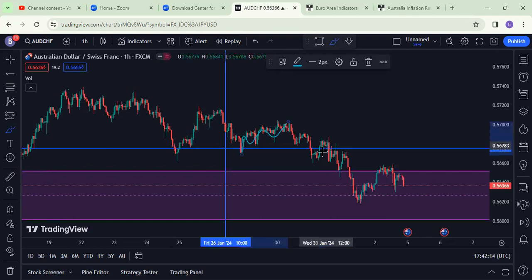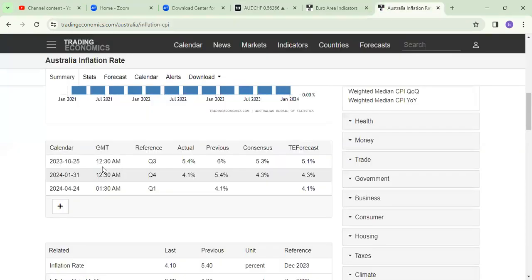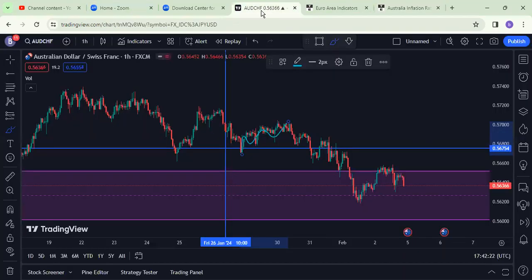Now, here's the thing. I ignored the fact that on the 31st, there will be an inflation rate release. Now, inflation came in lower, right? It came in lower than expected, I think. Yeah, forecast was 4.3, and then it came in at 4.1. So it means that rate cuts are coming, right? They will still most probably be the last to cut rates, but rate cuts are coming for the Australian dollar, right?